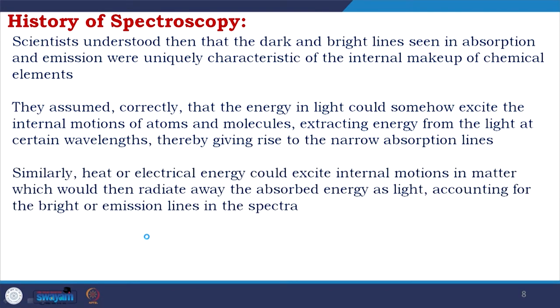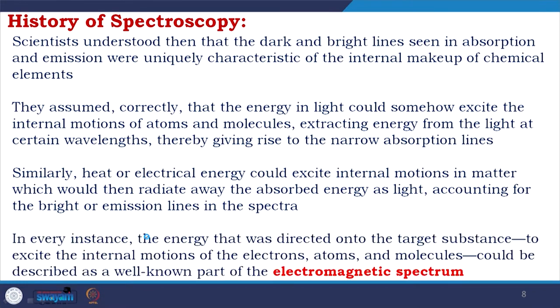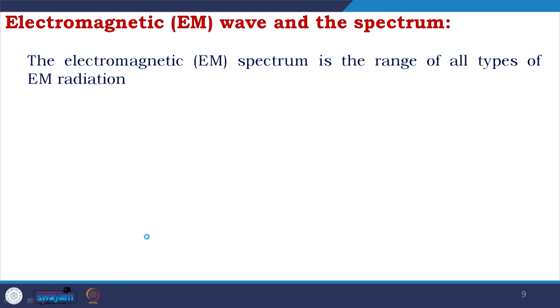Similarly, heat or electrical energy could excite internal motion in matter, which would then radiate away the absorbed energy as light, accounting for the bright or emission lines in the spectra. In every instance, the energy that was directed onto the target substance to excite the internal motion of the electrons, atoms, and molecules could be described as a well-known part of the electromagnetic spectrum, which is something we have to study in detail to understand spectroscopy.